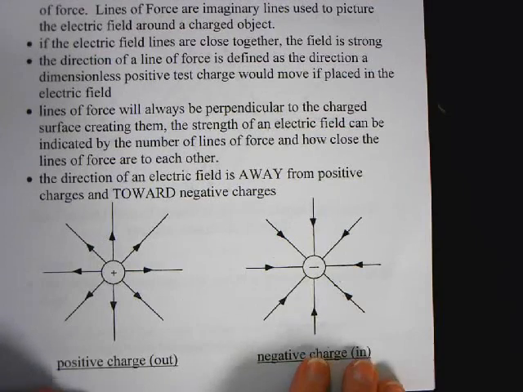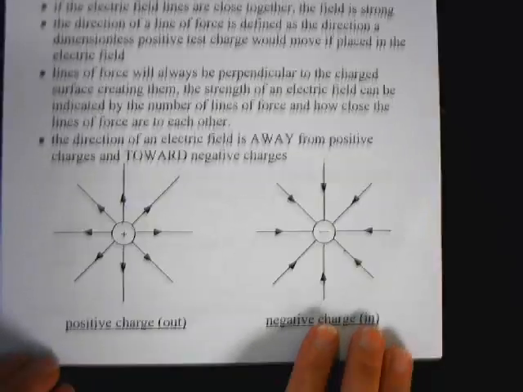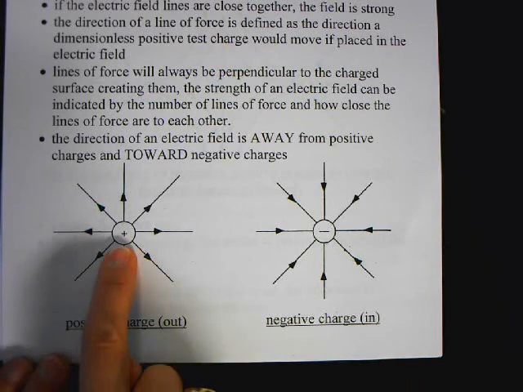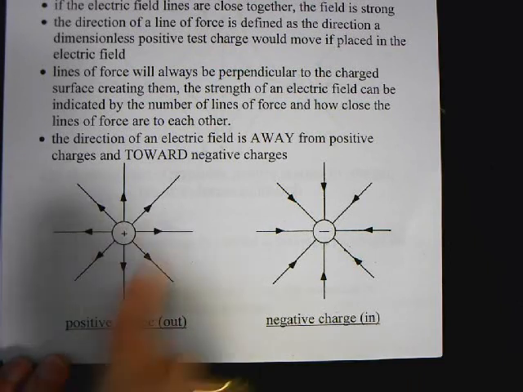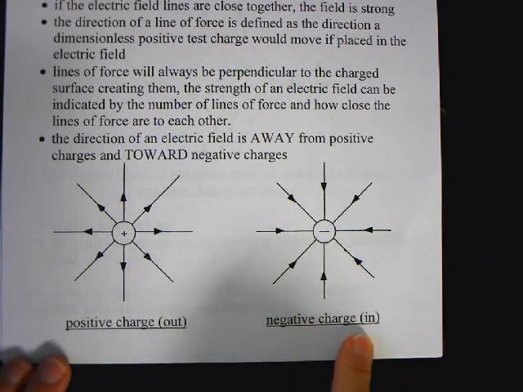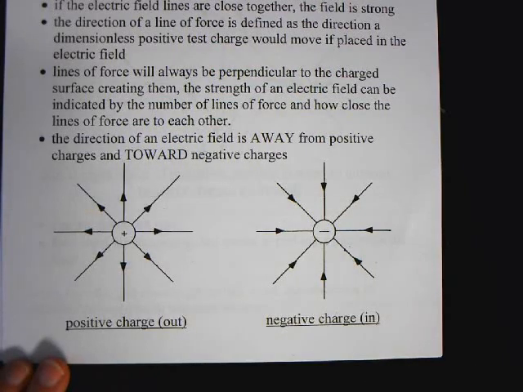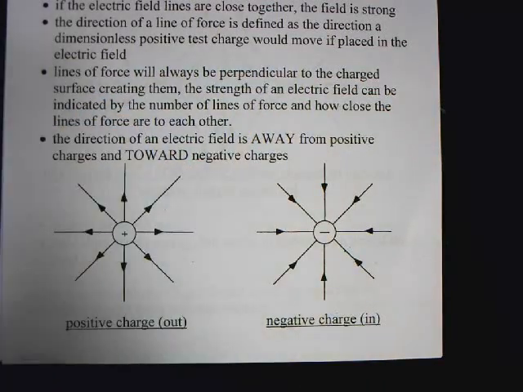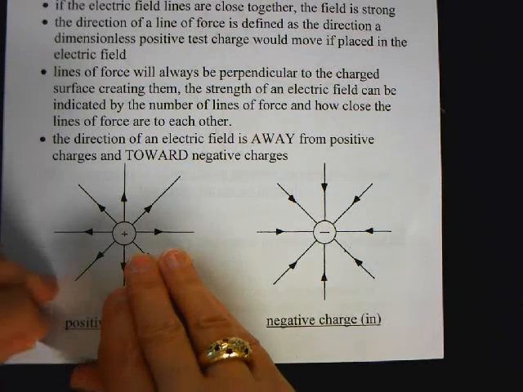So let's look right now at what happens if we have a positive charge and a negative charge. If I have a positive charge, the lines of force are always going to point out of that charge. If I have a negative charge, they're always going to point in, no matter what. So that's just if I had a charge by itself. Then we're going to look at what it's like if we have two charges next to each other.